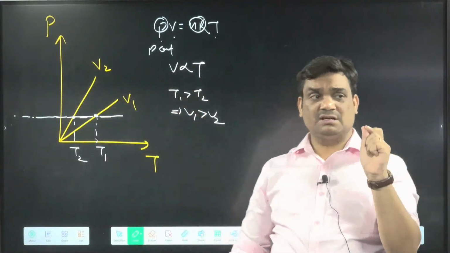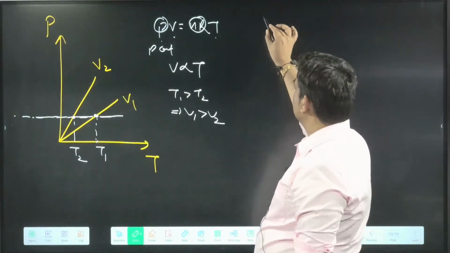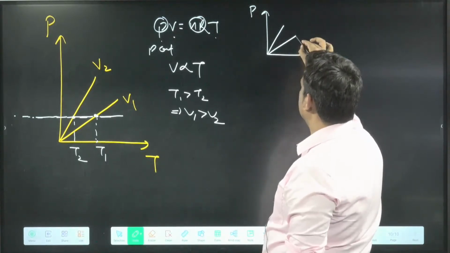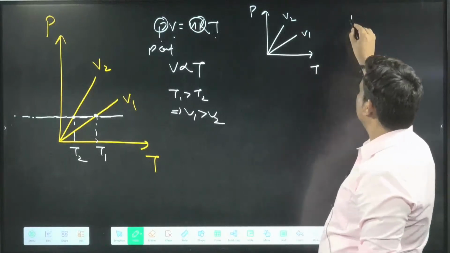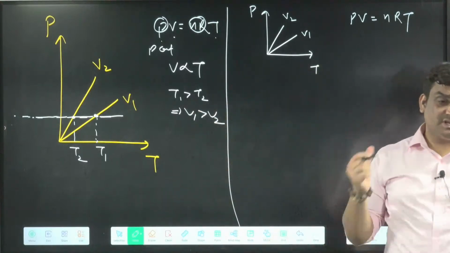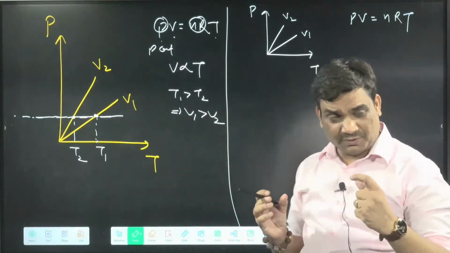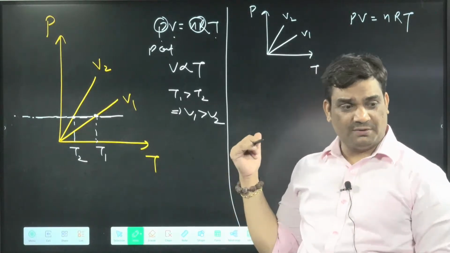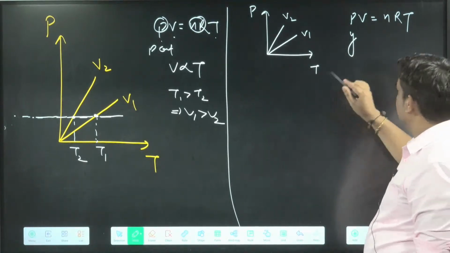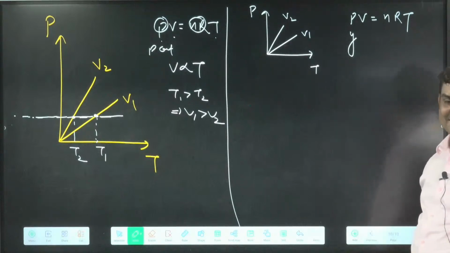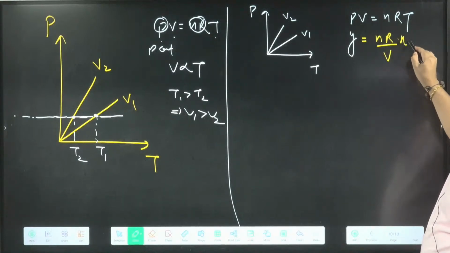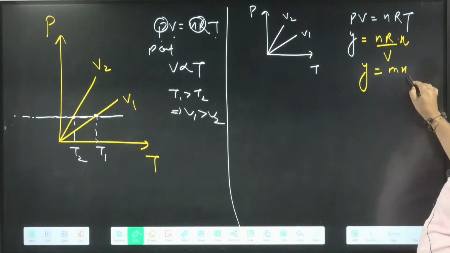Second method for these graphs: the graph is given like this. This is the P, this is your T, and these are the two given, V1 and V2. We can say PV equal to nRT. The first method is applicable always, but the second one is only applicable for the straight line. P is basically the y-axis, and T is the x-axis. So y equal to nR by V into T, where T is the x. So we can say y equal to mx.